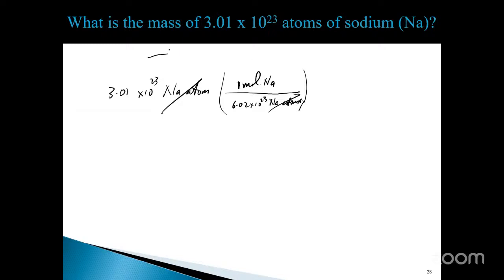So up to this point, we would have determined the moles of sodium. But remember, the question is asking for the mass of sodium. So that means that we need to multiply by another conversion factor. So what would that conversion factor be?